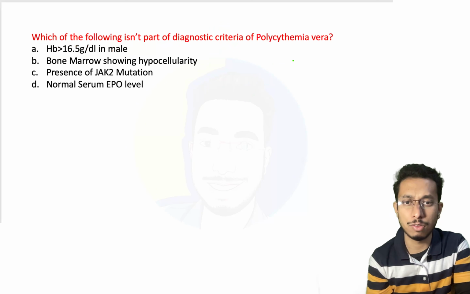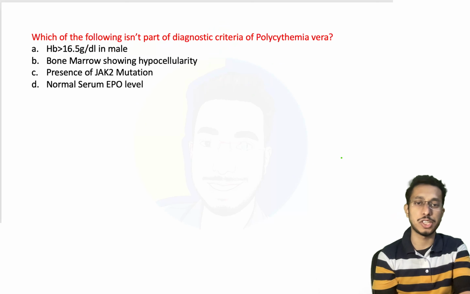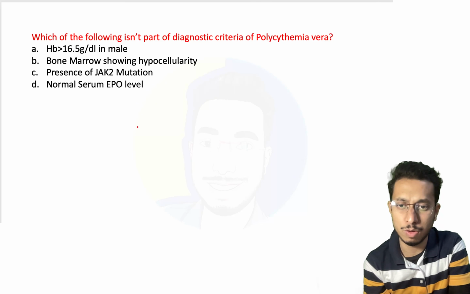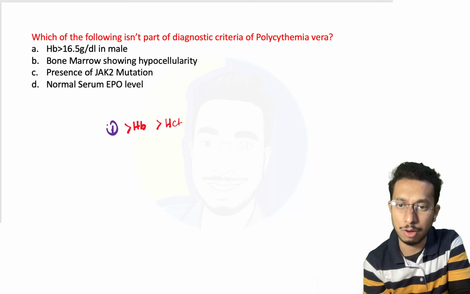Which of the following is not part of the diagnostic criteria of polycythemia? Now, what is the diagnostic criteria of polycythemia, guys? So remember what we are saying from the very start. A patient comes to us with raised hemoglobin or raised hematocrit. This is the first major criteria for diagnosis.